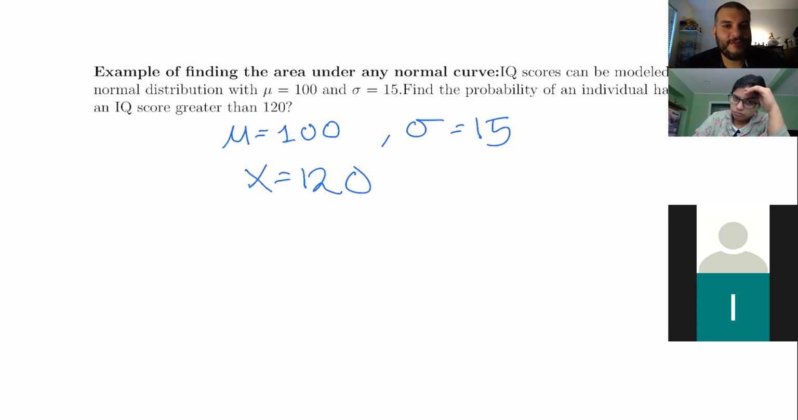Any questions so far for any of those three notations?